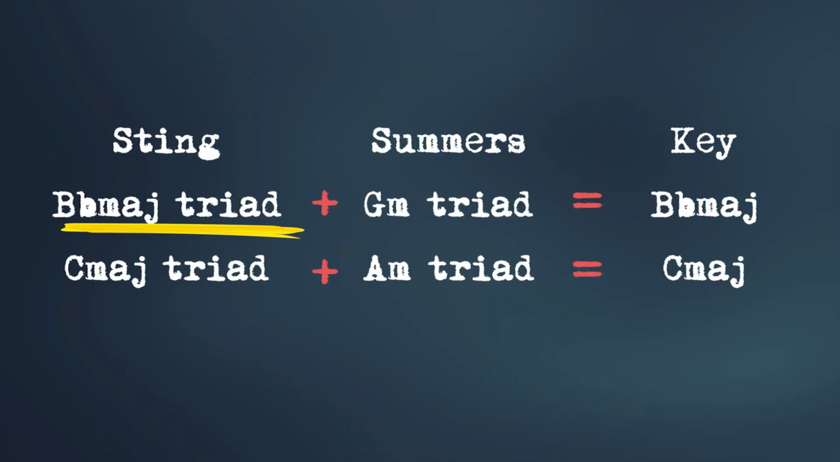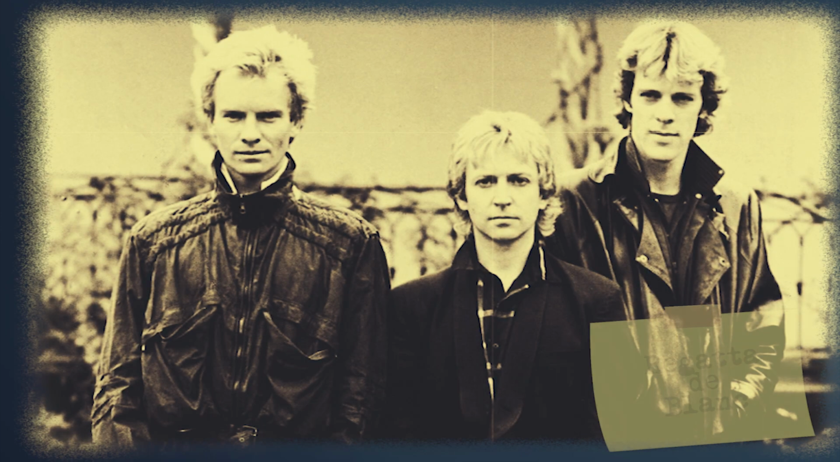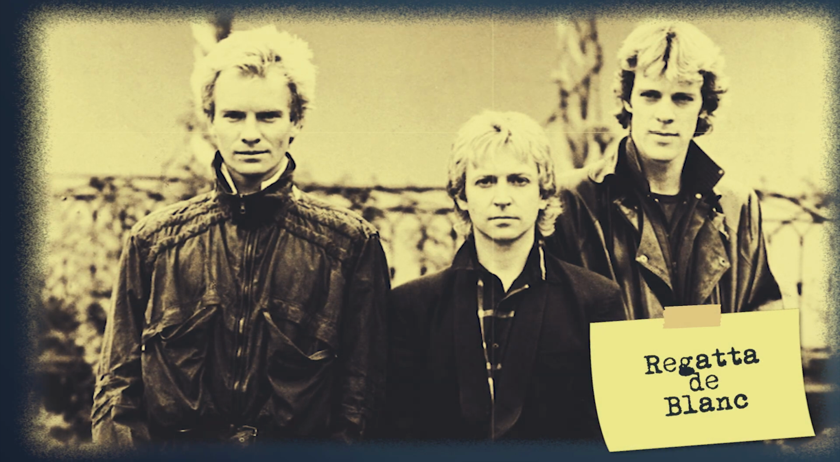Over the B-flat major triad, Andy Summers plays a G minor triad, relative minor of B-flat major, and an A minor triad, the relative minor of C major, over the C major triad, swapping key every 2 bars. The result is that trippy and slightly sinister harmony that makes this track so unique. And that, my friends, is why we get to talk about the Police every time.